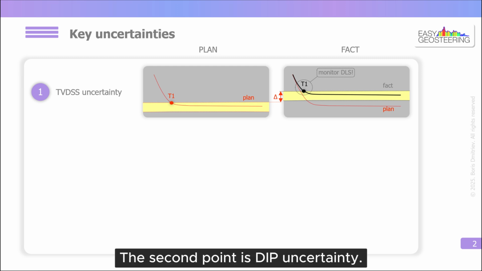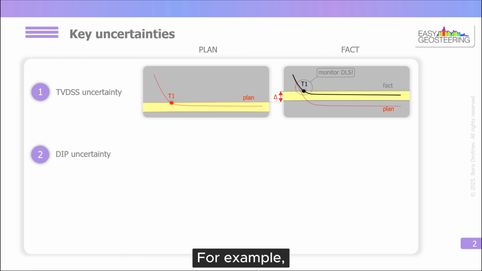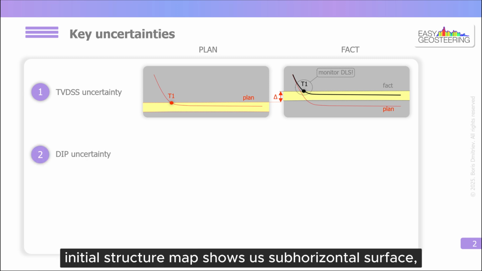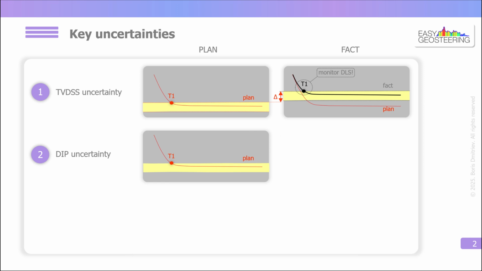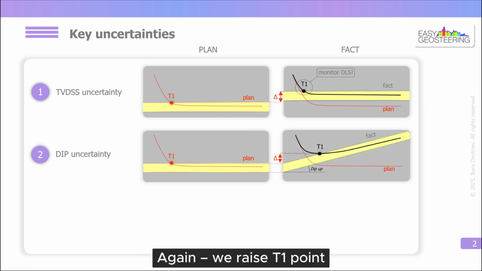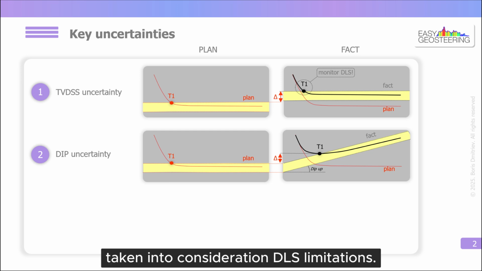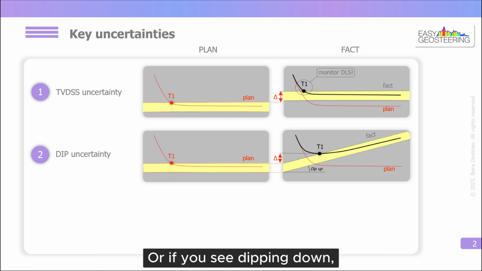The second point is deep uncertainty. For example, initial structure map shows us subhorizontal surface, but in real time we observe deepen up. Again, we raise T1 point taking into consideration DLS limitations. Or if you see deepen down, you need to lower T1 point, it's always easier.